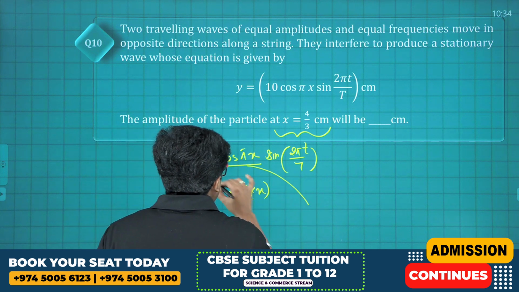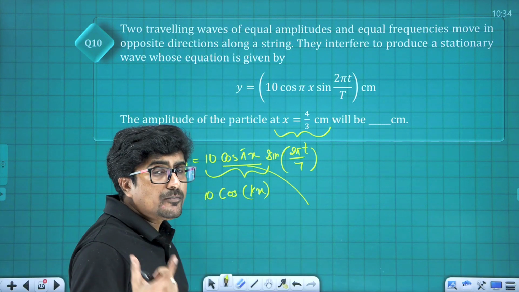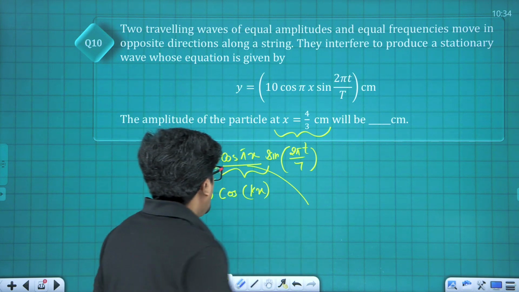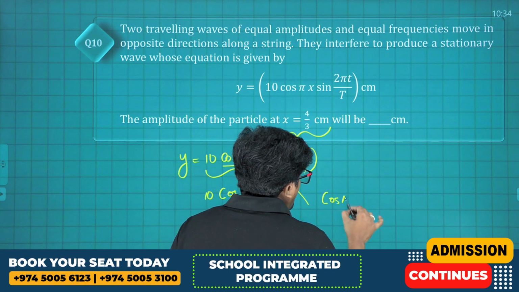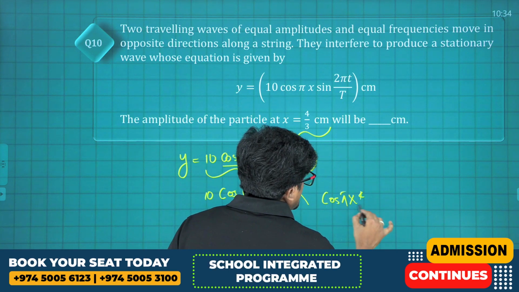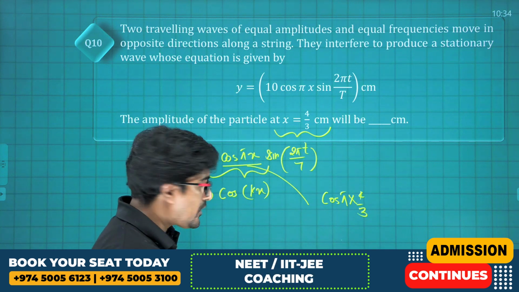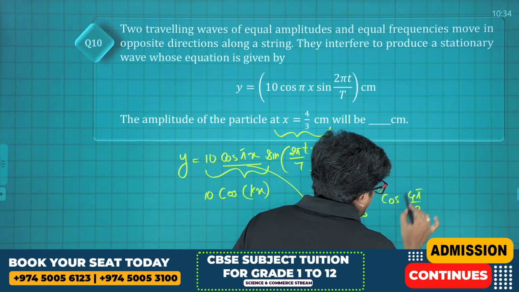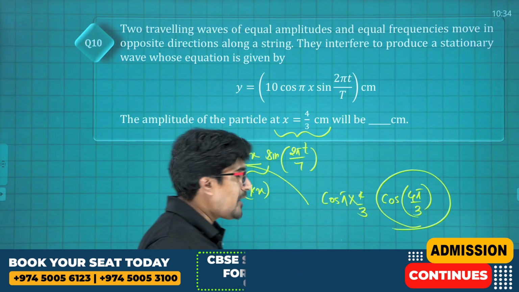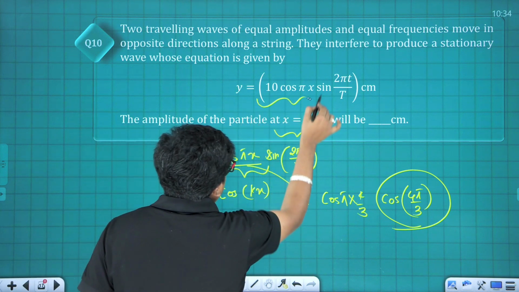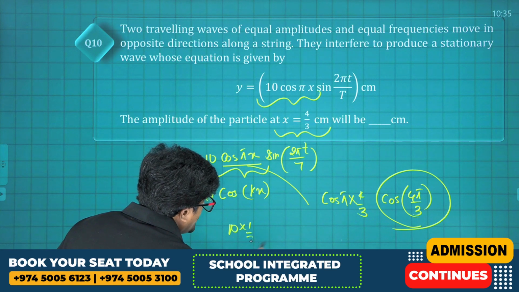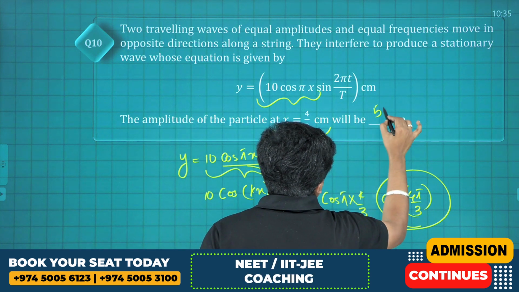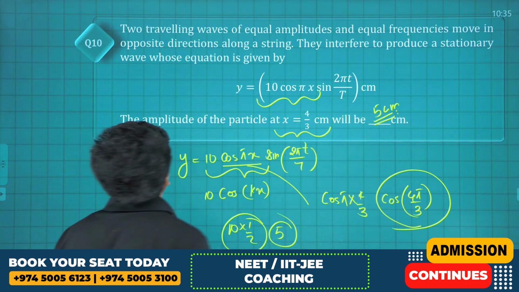Now this is the part which is going to determine what the maximum amplitude needs to be for a given value of x from the origin. So if I consider cos of pi into x, which is 4 by 3, okay, fine, so cos of 4 pi by 3. The magnitude of this is 1 by 2. So the amplitude is now going to be 10 into 1 by 2, which means it must be 5, in centimeter. So the answer is going to be 5 centimeter.